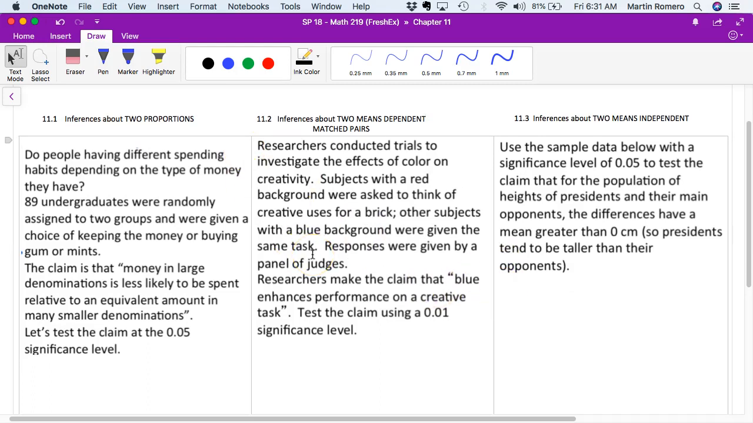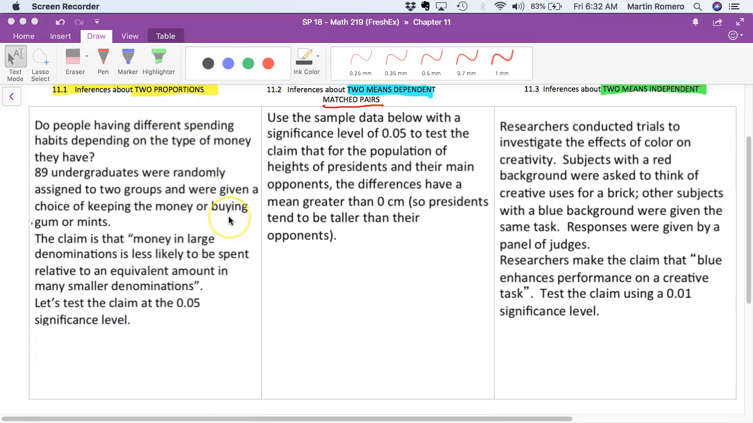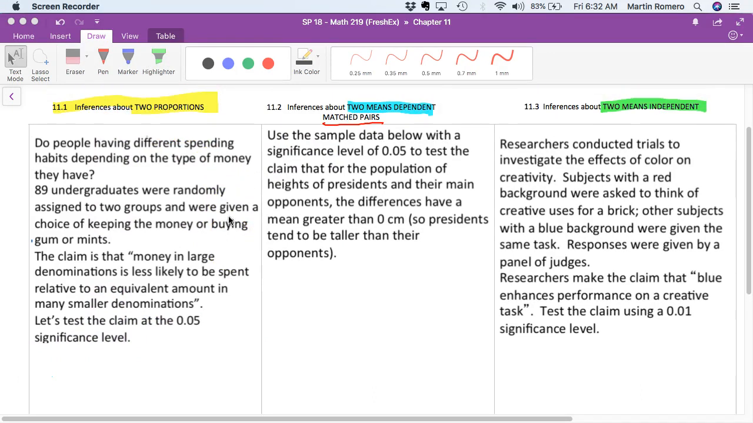The first one is from 11.1, and this is inferences about two proportions. 11.2 is inferences about two means, but the key is that it's a matched pairs design. And then 11.3 is inferences about two means, but the samples are independent. So this is what we're looking at here. Looking at these examples, for the first one, comparing two proportions, how do we know what test we would conduct?